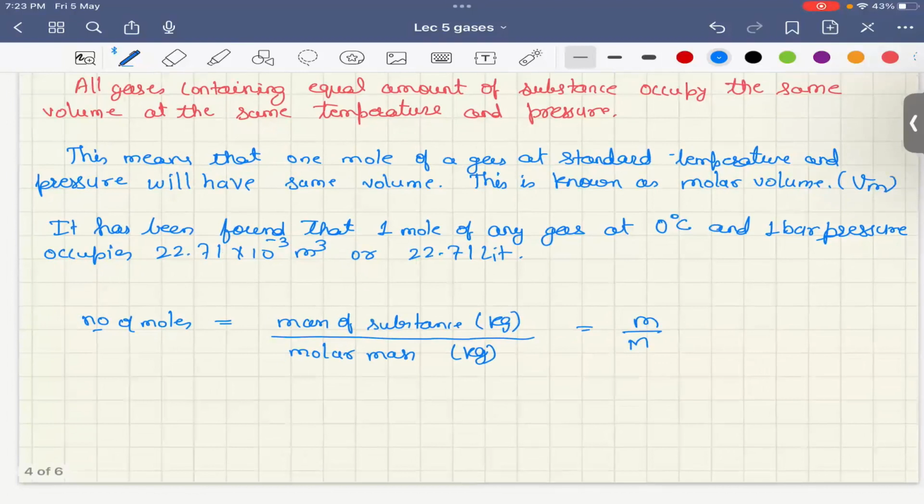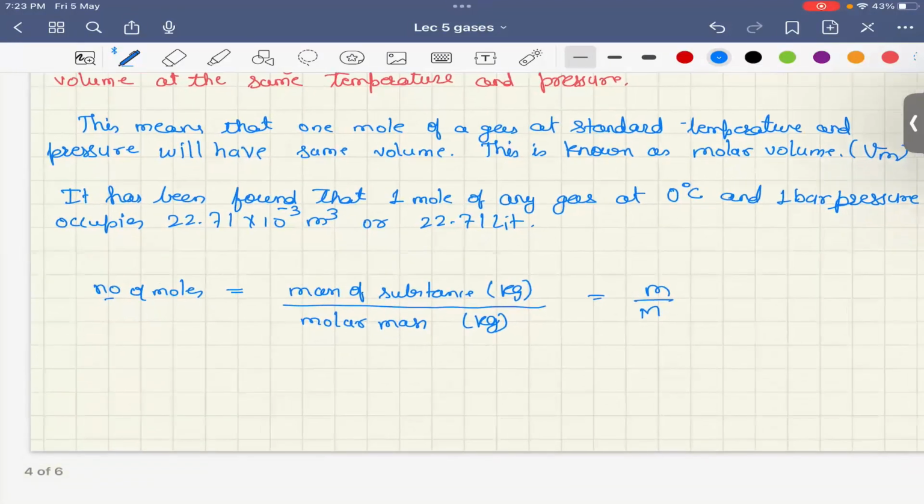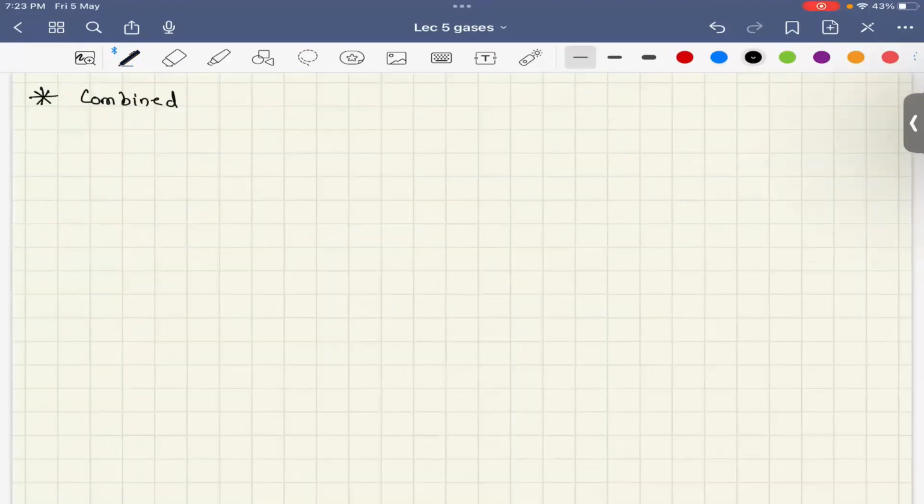So the next law which we are going to study is the combined gas law or ideal gas law, right? It is nothing but a combination of all the laws which we have studied. So Boyle's and Charles's laws give separately the variation of volume of a gas with pressure and temperature respectively. By combining these two laws, we get an equation which gives the simultaneous effect of changes of pressure and temperature on the volume of the gas. And this is known as the combined gas law or gas equation, right?